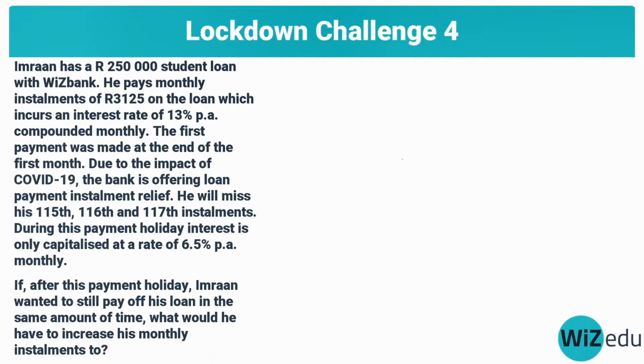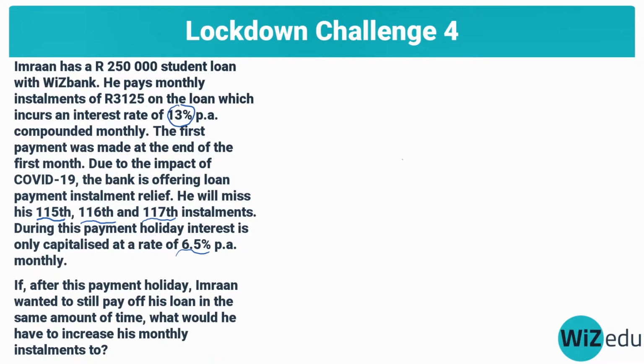So the question here is quite a relevant one. We're told that Imran has a student loan, and because of the COVID-19 outbreak, is unable to pay back his 115th, 116th, and 117th installments. But during this period where he won't be paying back his loan, he'll still be earning interest on his loan, but at a lower rate, 6.5% instead of 13%.